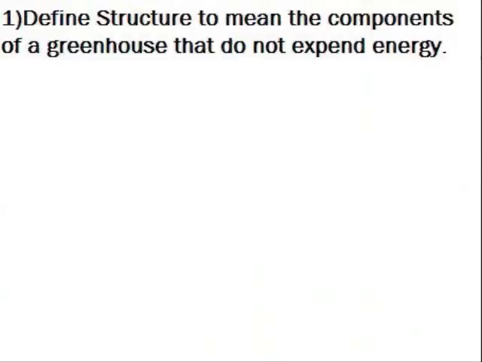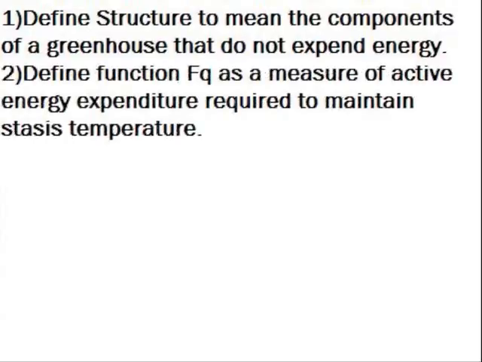So let's review. First, we defined the structure of a greenhouse to be the components of the greenhouse which do not expend energy. We chose this definition because our goal in designing this structure is to minimize the level of active energy expenditure required to maintain stasis conditions inside the greenhouse. We represent this expenditure with a function f sub q, which is a measure of the net energy outflow of the greenhouse at any given time, assuming the greenhouse is operating at its stasis temperature.